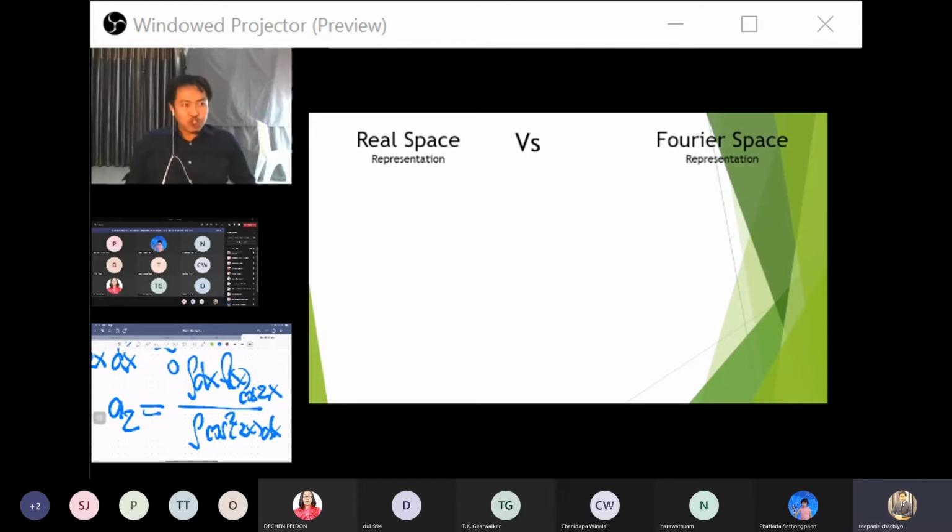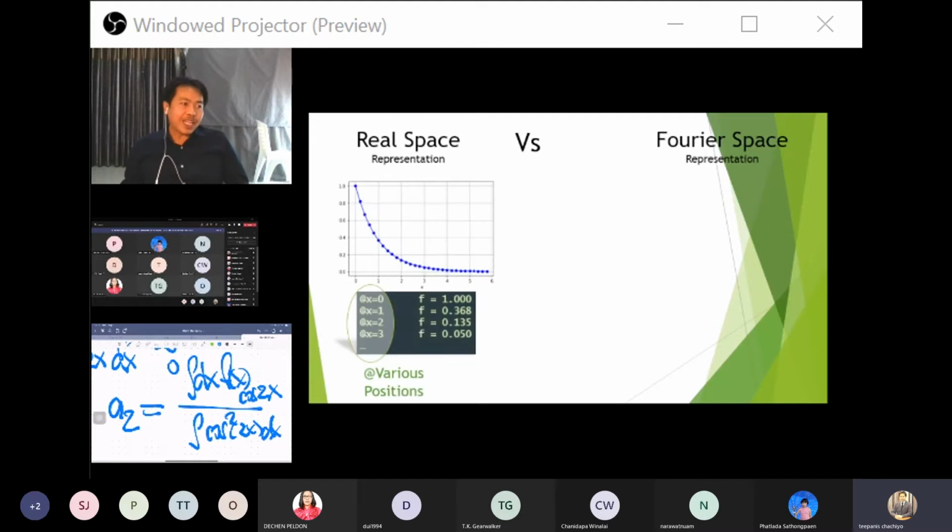Okay, so I have these samples here of the real space representation and Fourier space representation. In real space, what do I mean by real space? We mean that the variable is x, and the function is a function of x: x is 0, x is 1, 2, 3 and so forth. So we concern ourselves with various positions. This is real space; real means the actual space, you know, the x and the y and the z.